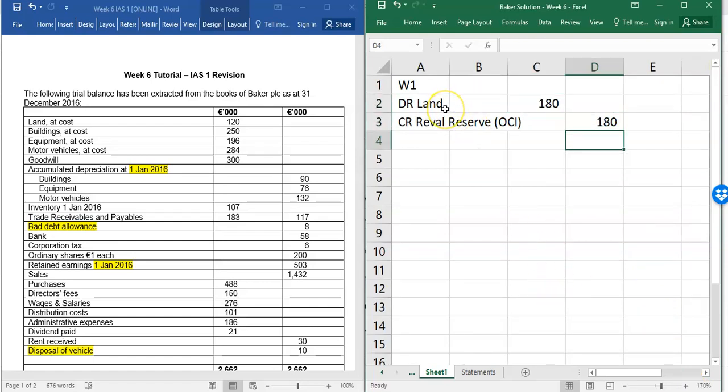Now you might want to slot in land straight away because you know it's now at 300, or we'll wait till the end. So that's personal preference, how you want to remember all of those things as you go through. So that's our first journal complete, and we can call that a working as well. But remember now, land is going to be at 300 in the statement of financial position.